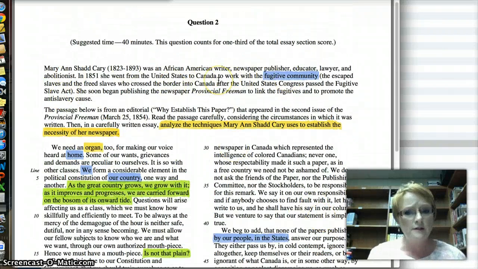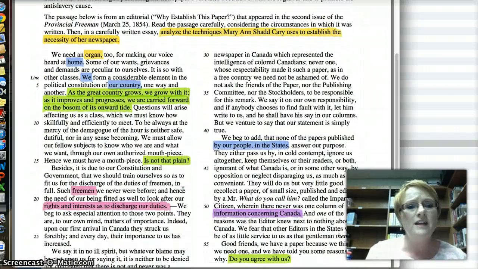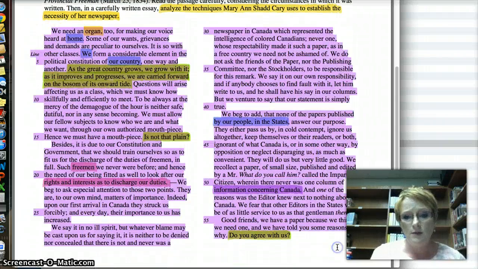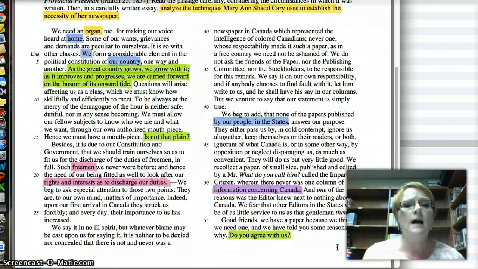You can reference the context, but all of your textual evidence needs to come from the actual text of the piece, okay? So you're going to analyze 2 pieces of textual evidence that explain the techniques she used to establish the necessity of her newspaper. All right, let's see what you can do.